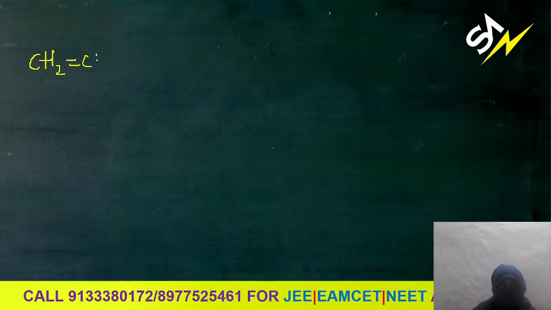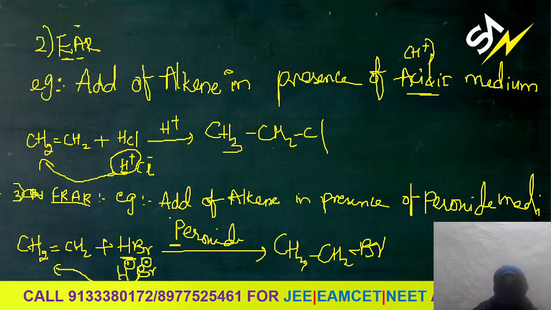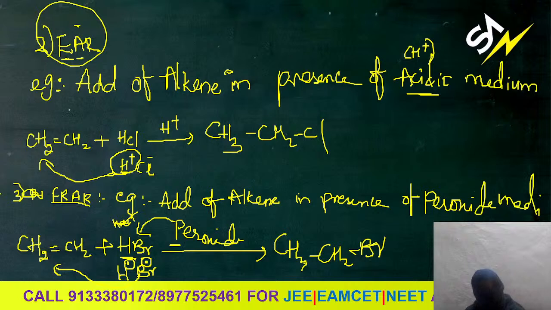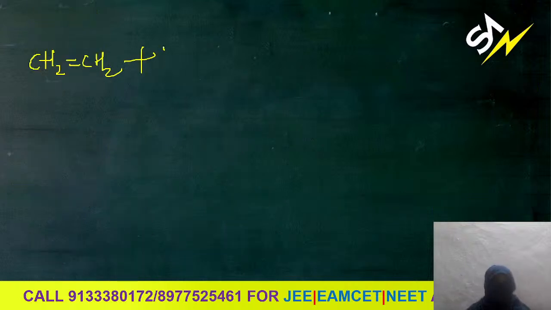And let me tell you one thing, peroxide has effect only on HBr. No other, it cannot act on HCl. It cannot act on HF, HI. Only peroxide acts on HBr. That means everywhere alkene undergoes electrophilic addition reaction. Only one time it undergoes free radical addition reaction. That's all. Let's go back to Bhavana's doubt.